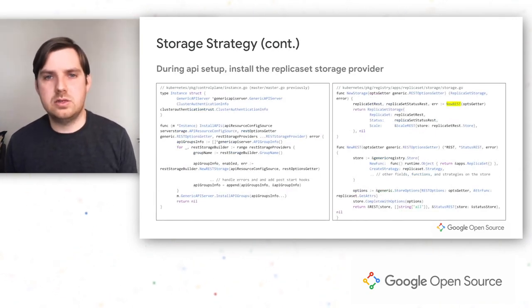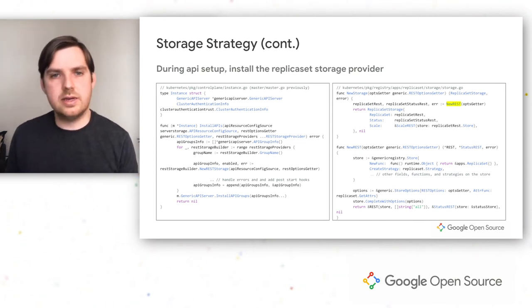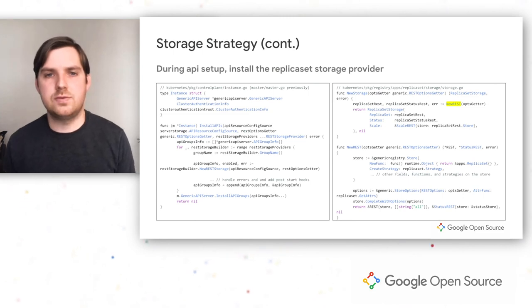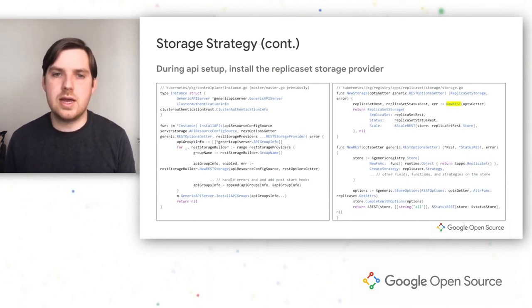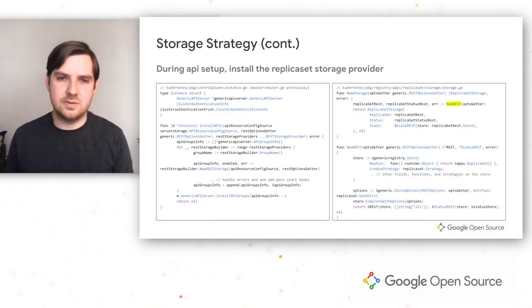One aspect that we glossed over when going through API server setup was how the actual replica set strategy is installed on the cluster. Taking a brief step back, during API server setup, the generic API server is wrapped in something called a control plane instance. This instance has an install APIs method on it that confusingly is different than the install API method on the API installer to set up routing and dispatch.